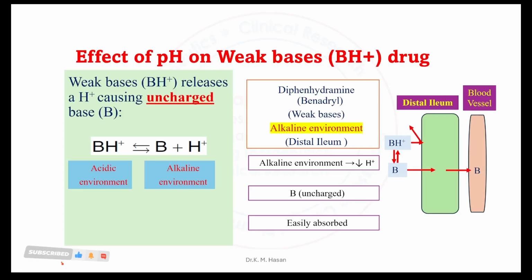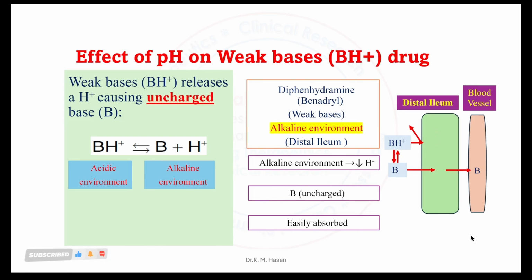Practical example for the effect of pH on a weak base drug: we have diphenhydramine, brand name Benadryl. Benadryl, diphenhydramine, is considered a weak base. In an alkaline environment, especially in the distal ileum, we have less acid, less proton. So in this case, the medication becomes uncharged. We don't have enough H, we don't have enough proton. The weak base will lose the proton and become uncharged, and therefore it will be easily absorbed.